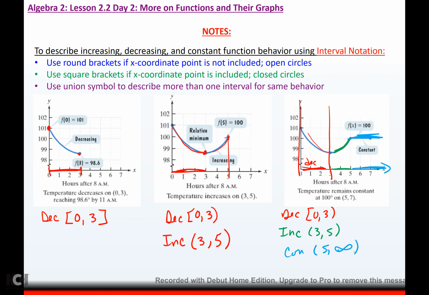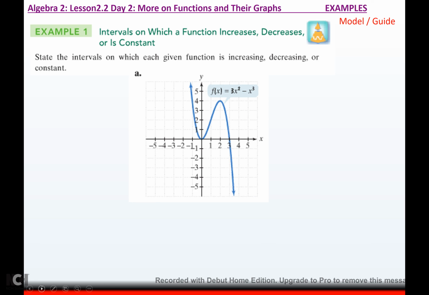Okay. All right. So it says state the intervals on which each given function is increasing, decreasing, or constant. Now everybody thinks that it would just be from here to here. No. Don't get the arrow confused either. It's pointing up, yes, but we're reading left to right. So this thing is going to keep going forever and ever, and it's slightly tilted.